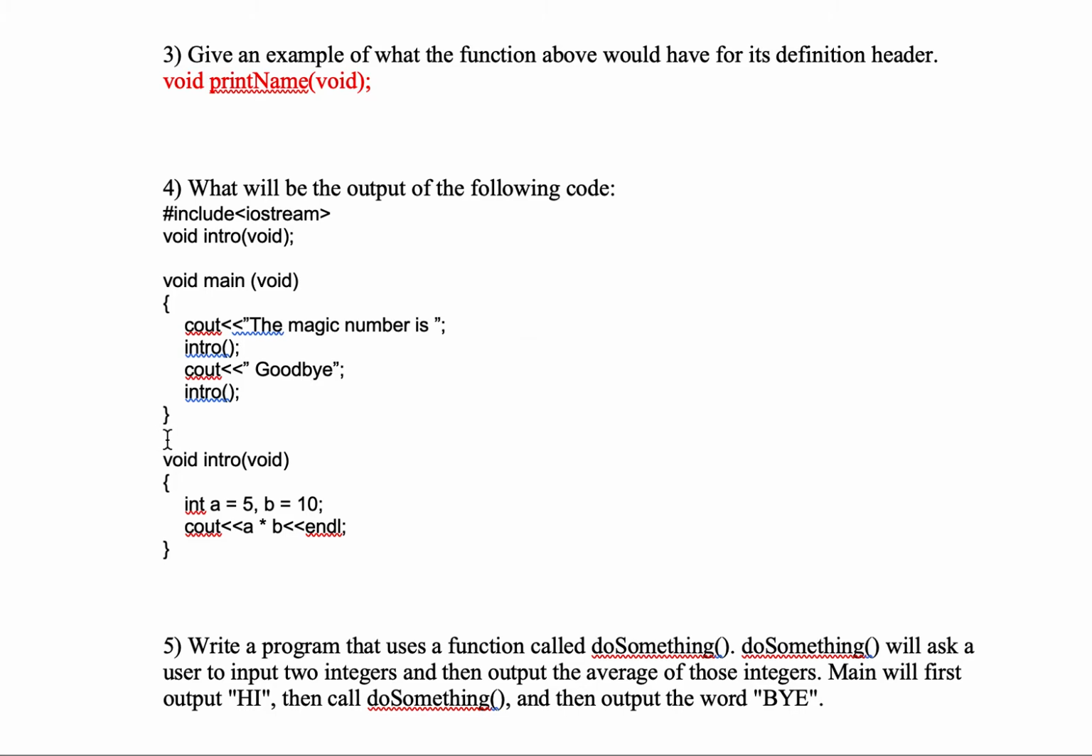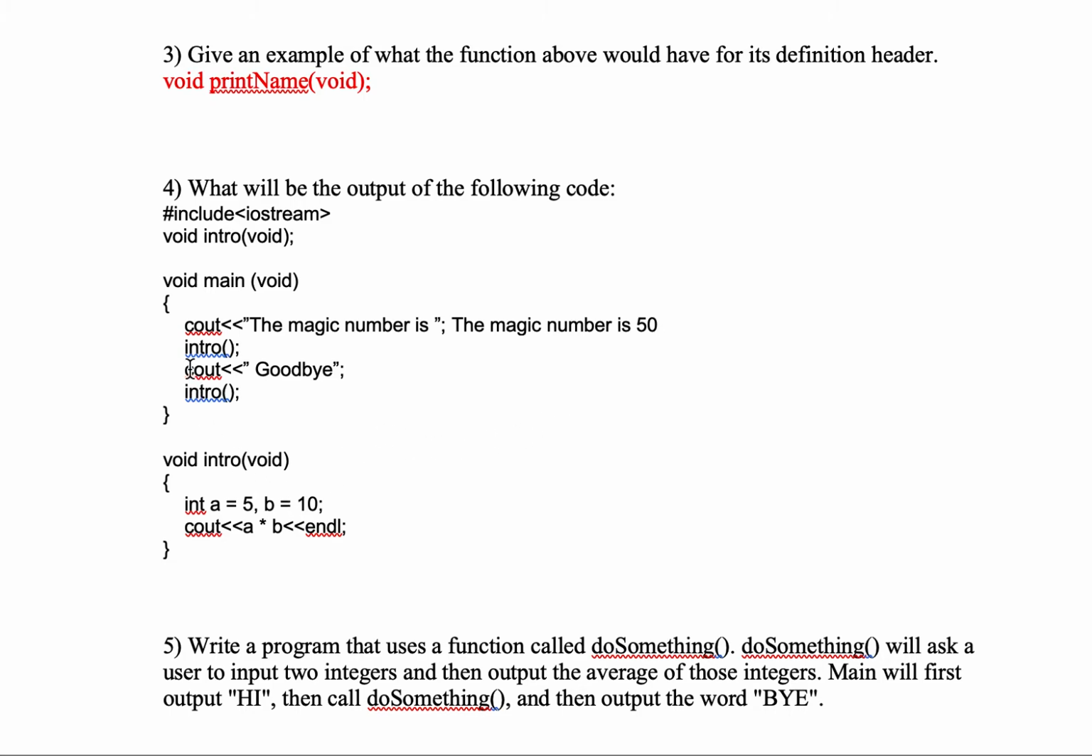And we can have more than one function in our program. So there's only one here. It's called intro. So now we're going to run the 2 lines of intro. Well, it's going to create 2 ints, a and b, 5 and 10 respectively. And it's going to output a times b. 5 times 10 is 50. So it's going to output 50, right? So again, the magic number is outputs. The magic number is, and then jumps down here, and that's going to output 50.